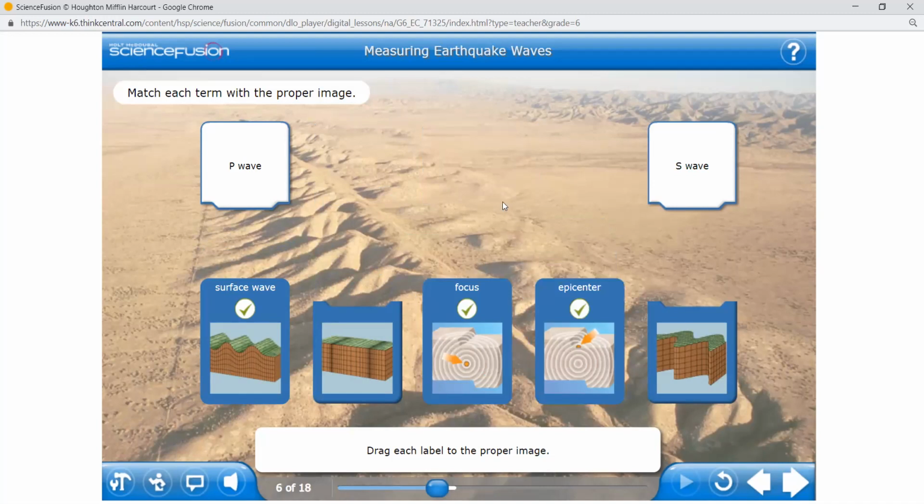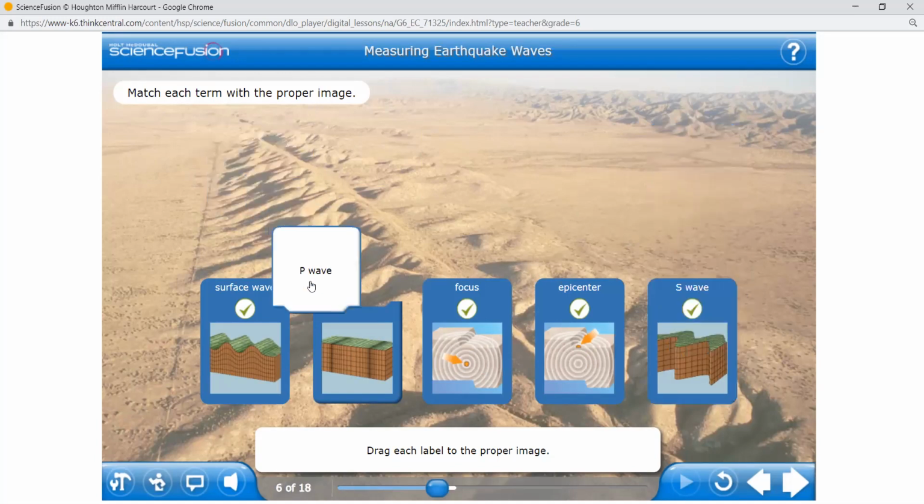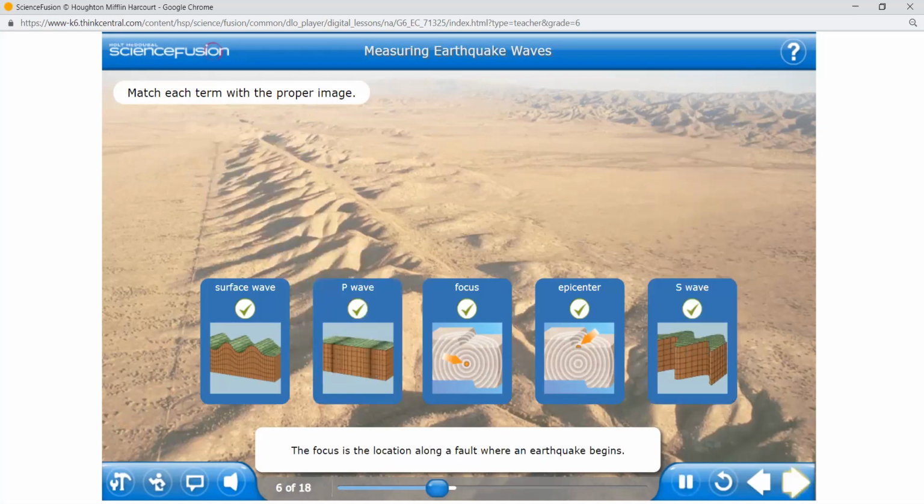That is very good. And Noor, can you tell me which is the S wave and which is the P wave? The S wave is the last one. Very good. And the P wave is excellent. Great job.